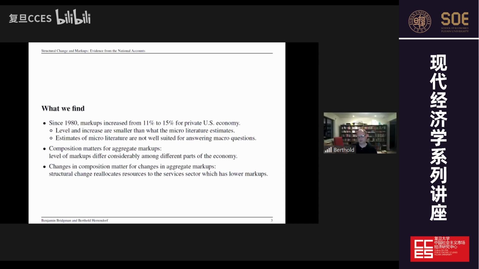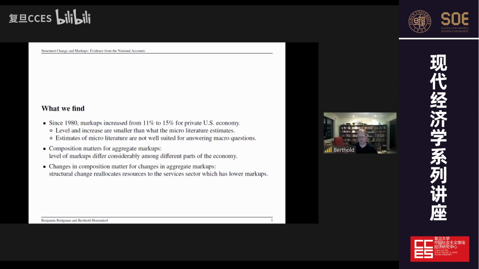We show that composition matters a lot for aggregate markup. In particular, the level of the markup differs considerably among different parts of the economy. One way I will illustrate that is by just leaving different parts of the economy out. I take real estate out, or I take real estate and finance out. And you see very big differences when you do that.